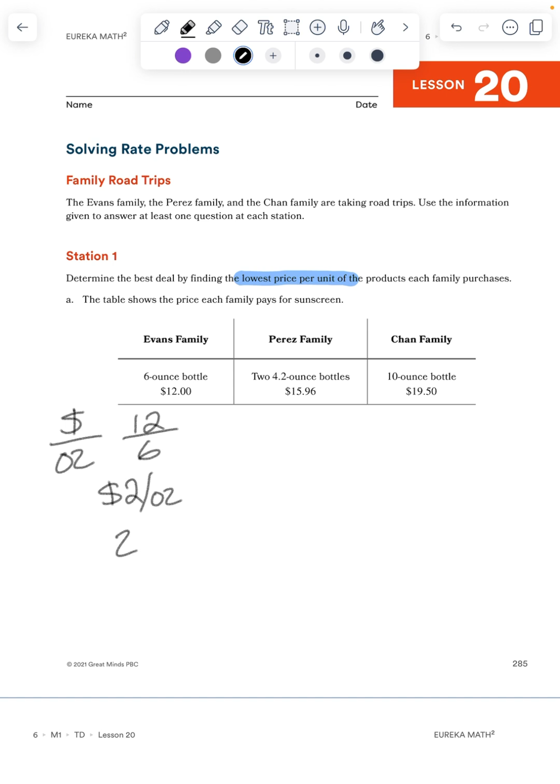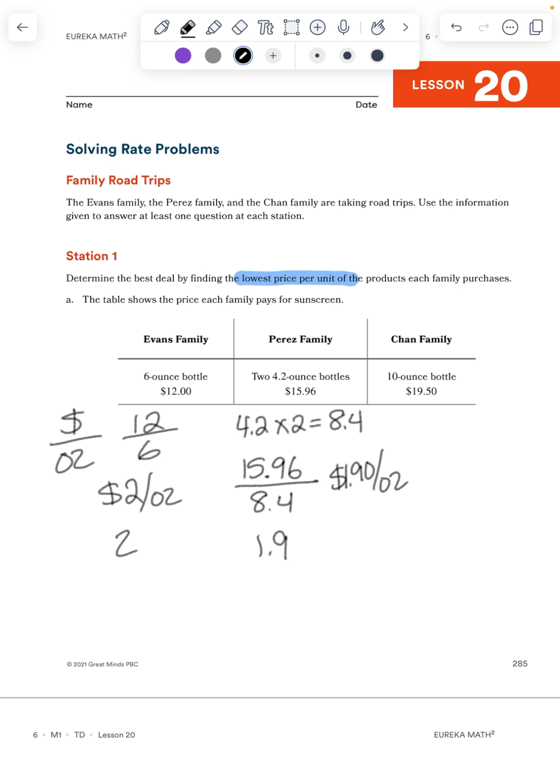All right, and then the next one, we have to be careful because it says they're buying 2 4.2-ounce bottles. So 4.2 times 2 would give us 8.4 ounces. And so we're taking our total money spent, $15.96, and we're dividing it by 8.4 ounces. And so we end up with $1.90 per ounce. And so our unit rate is 1 9/10.